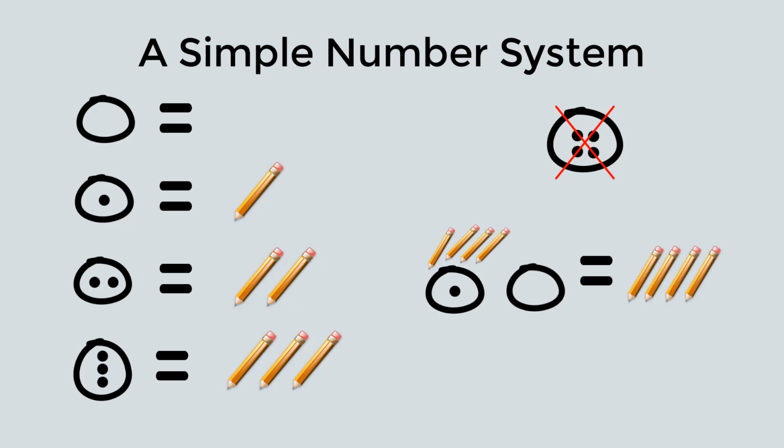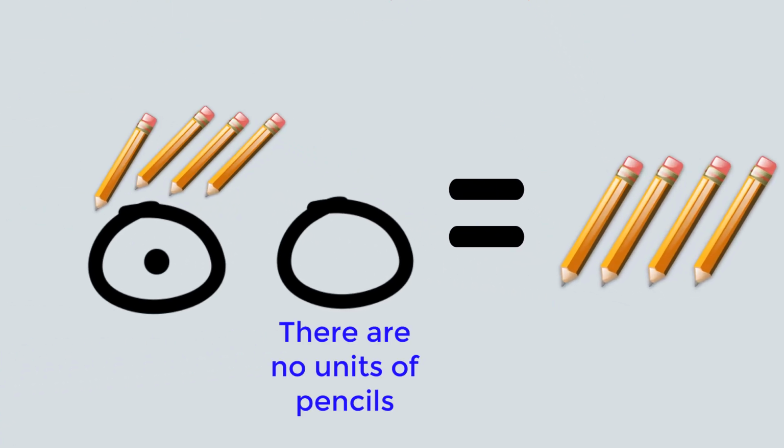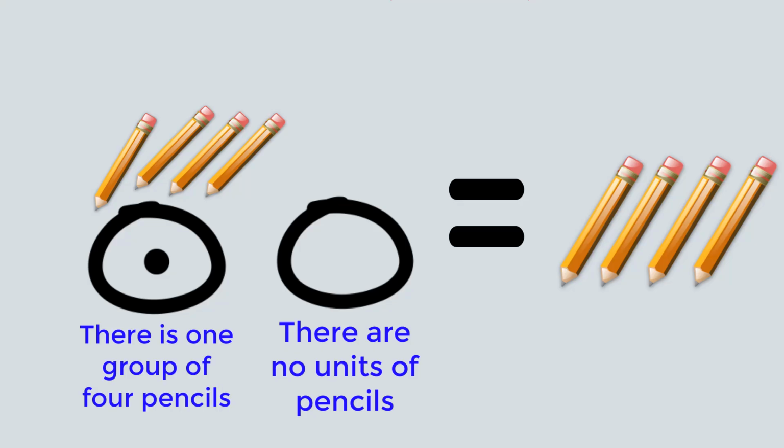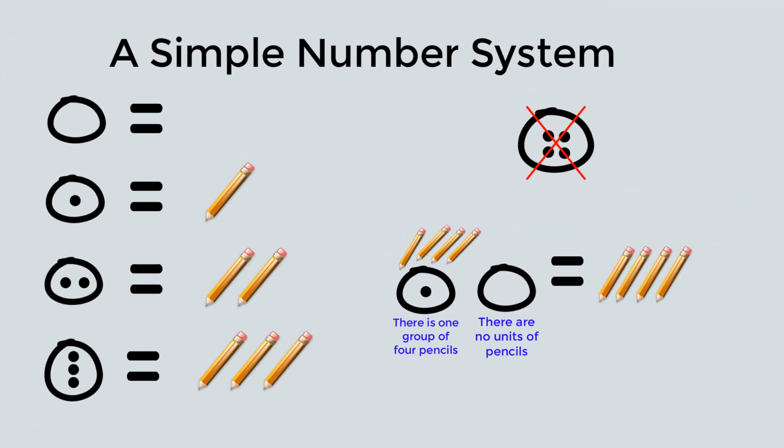Let's try to interpret what the position of the symbol actually means. The symbol on the right tells us how many individual pencils we have. A symbol 1 placed to the left tells us how many groups of 4 pencils we have. This is called positional notation. Positional notation means that the position of the symbol helps determine its value. Now let's continue counting.